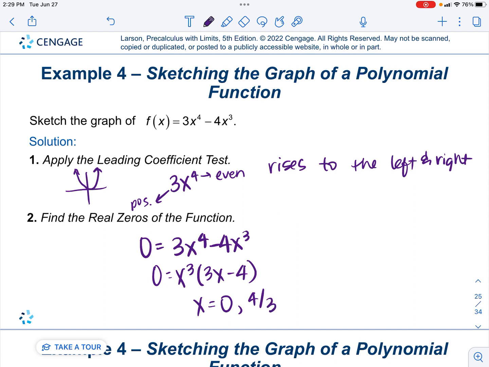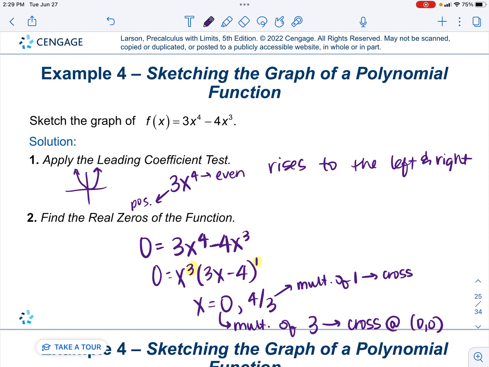And when we're looking at this, we are going to see that the multiplicity of 0 is 3. So x has a multiplicity of 3. 3 is odd. That means it will cross at 0, 0. Because 4/3 has an invisible power of 1, that is a multiplicity of 1. We usually don't even say that because it's just 1. It's odd. That means it will also cross at the zero of 4/3.